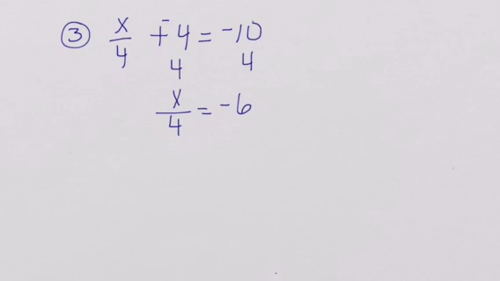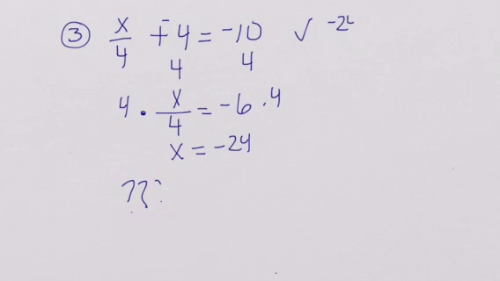What math operation is the 4 doing? It's division. What's the opposite of division? We're going to multiply both sides by 4, and we're going to have x is equal to negative 24. Again, we used our questions in order to solve. Now we're going to use PEMDAS in order to check.